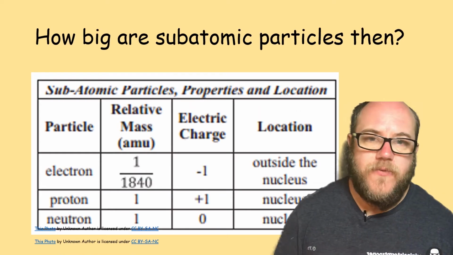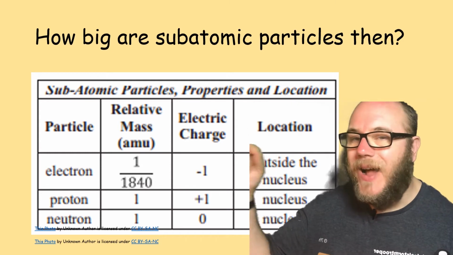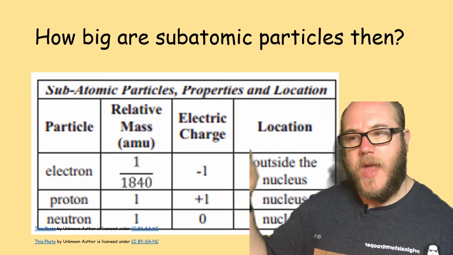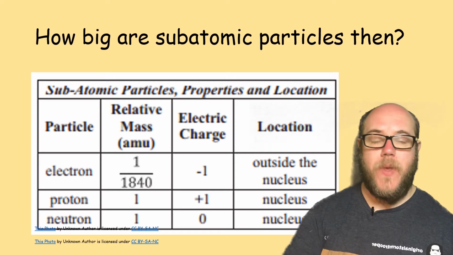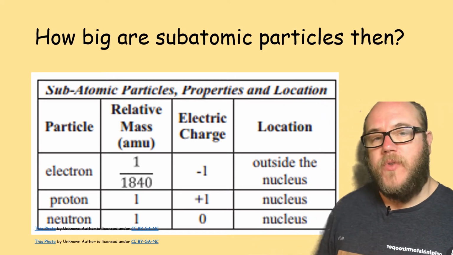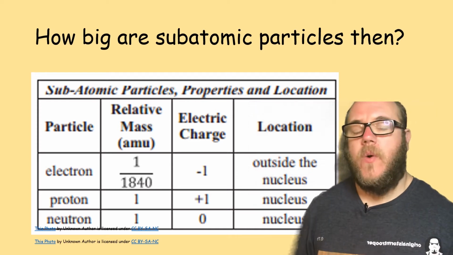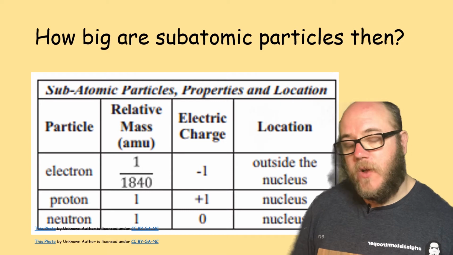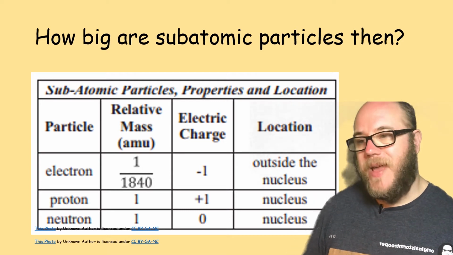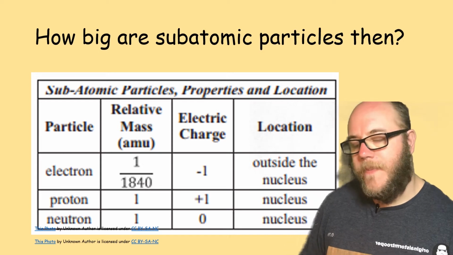We have these very, very tiny negatively charged electrons on the outside of the atom. And then we have the positive guys, yay! Positive protons in the nucleus of the atom. And then we have the neutrons. The neutrons have no charge. They basically don't interact with anything, but they do hold the atom together.